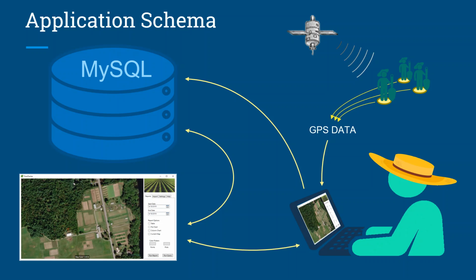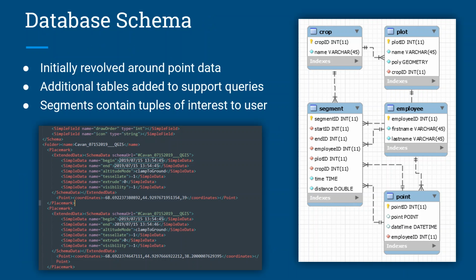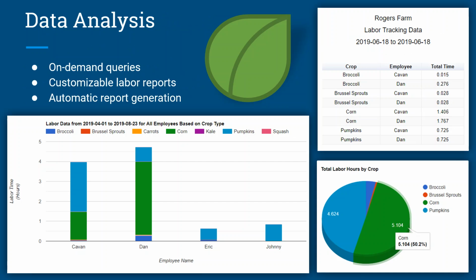These data were also compared against user-defined plots to create contiguous segments of time and location data co-located within the user-defined agricultural plots. The entire project initially revolved around discrete point data parsed from several iterations of the KML storage schema. After several iterations, the segments produced from these points by the software then became the basis for on-demand inquiries.